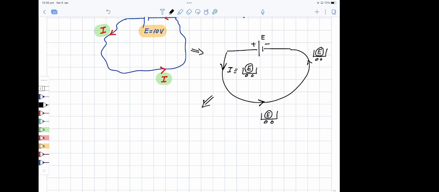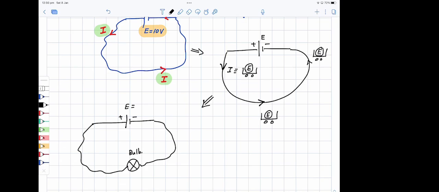Now suppose I change this a little bit. Here you have a battery and you have a bulb here. Suppose the battery has 5 volts, right? Then current is going this way. We know that.